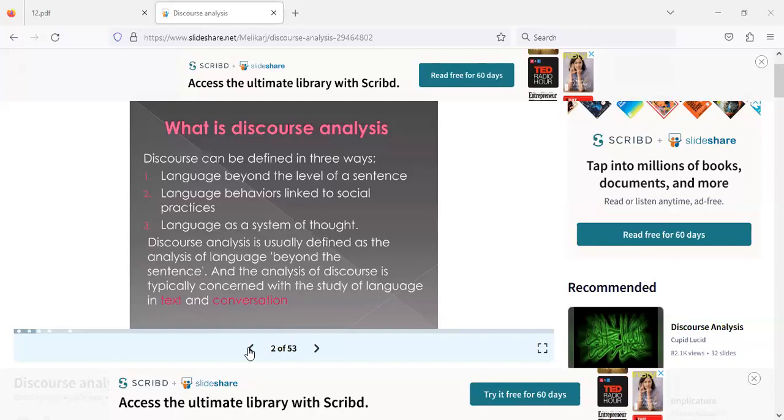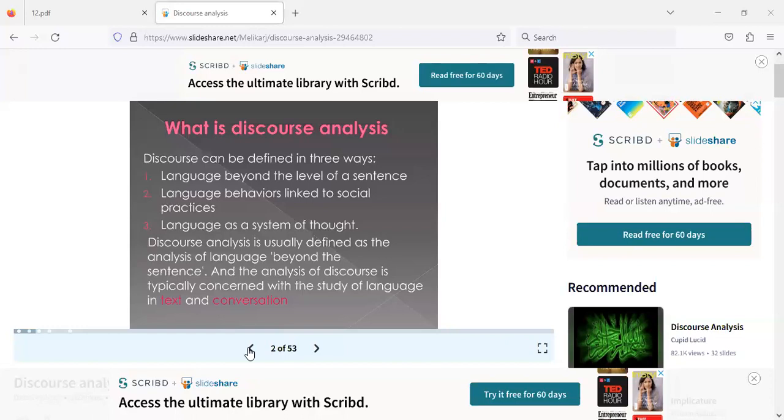There are several scholars who have given definitions for this, but I'm not going to talk about them. We'll move to the discourse analysis part directly, right? When we analyze a discourse, it can be any spoken text or a written text, right?